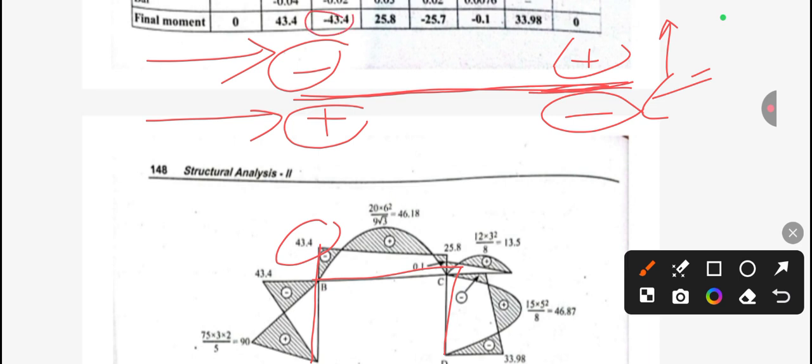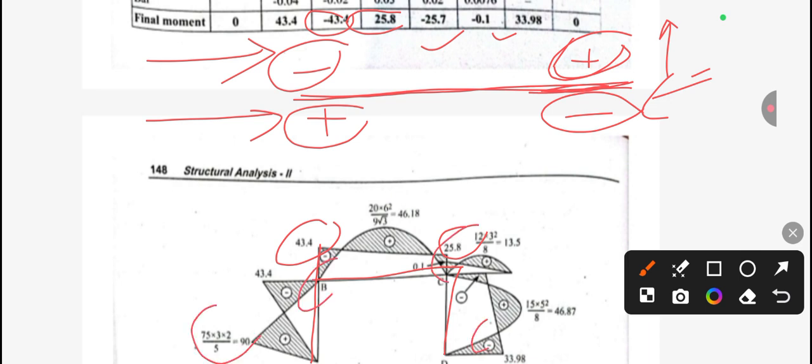From right to left, it means C to B. You can see C to B is positive. So the positive value will be upper. Sign convention will be followed in this way. Similarly, all these values we need to put.